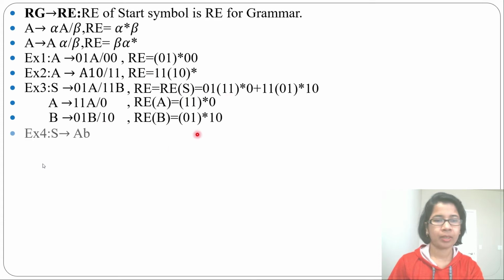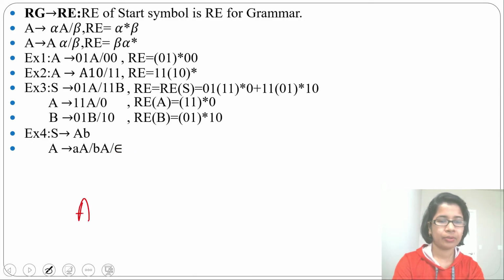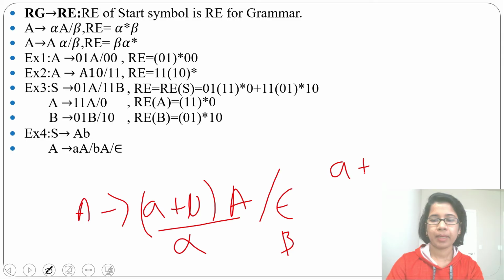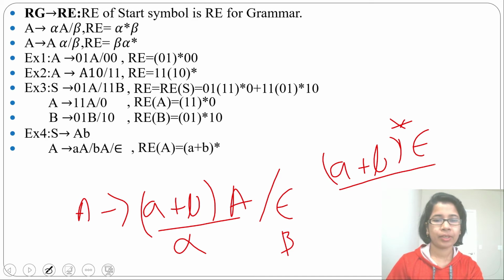Next example, S tends to AB, then A tends to AA or BA or epsilon. You can write this as A tends to (a plus b) A or epsilon. Here this will be alpha, this will be beta. It is in right linear format. So it will be (a plus b) whole Kleene closure and epsilon. It is nothing but (a plus b) whole Kleene closure. So the regular expression of A will be (a plus b) whole Kleene closure. Then this we need to substitute here.